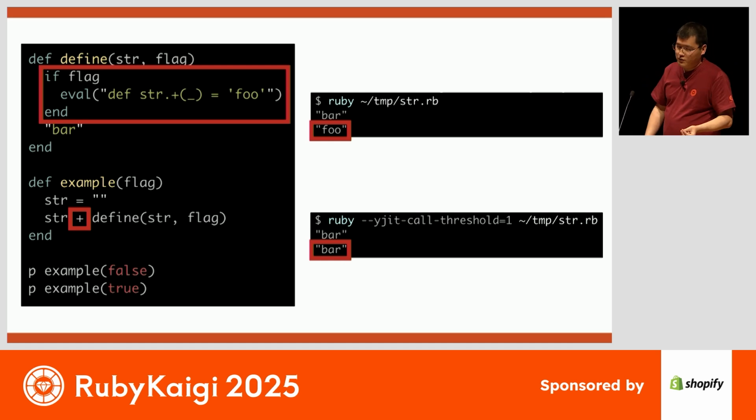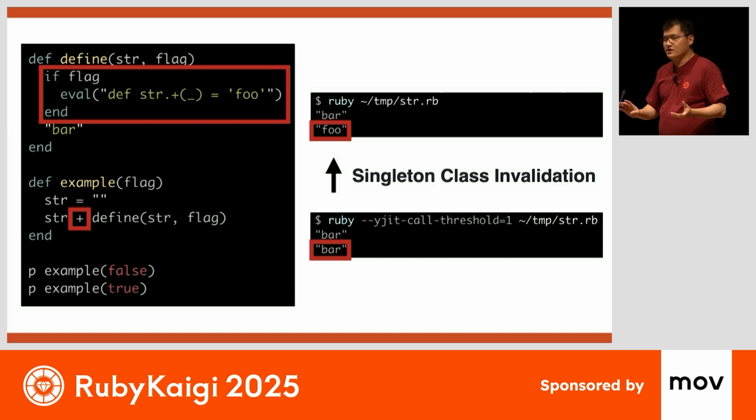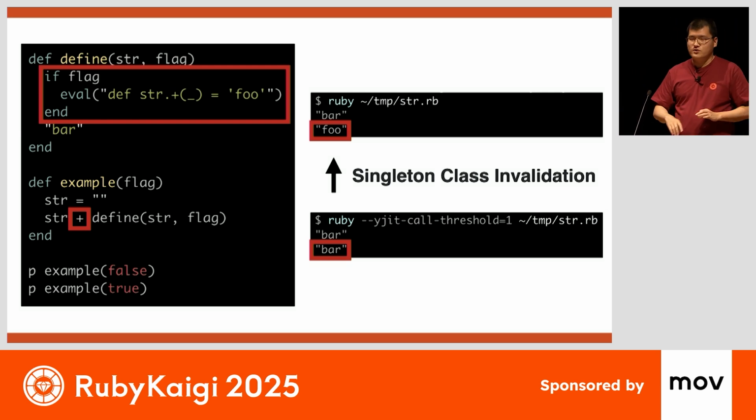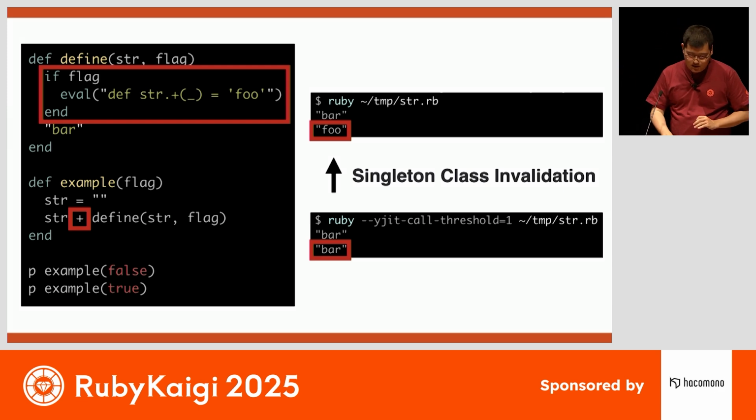So what we do today with Ruby 3.4 is that when Singleton classes are created on particular classes, we track, for example, string, array, and hash. For those objects, we check if any Singleton class is created for those classes, and if there is any Singleton class for those classes, we elide the type check for those classes and invalidate it when the string Singleton class is defined.